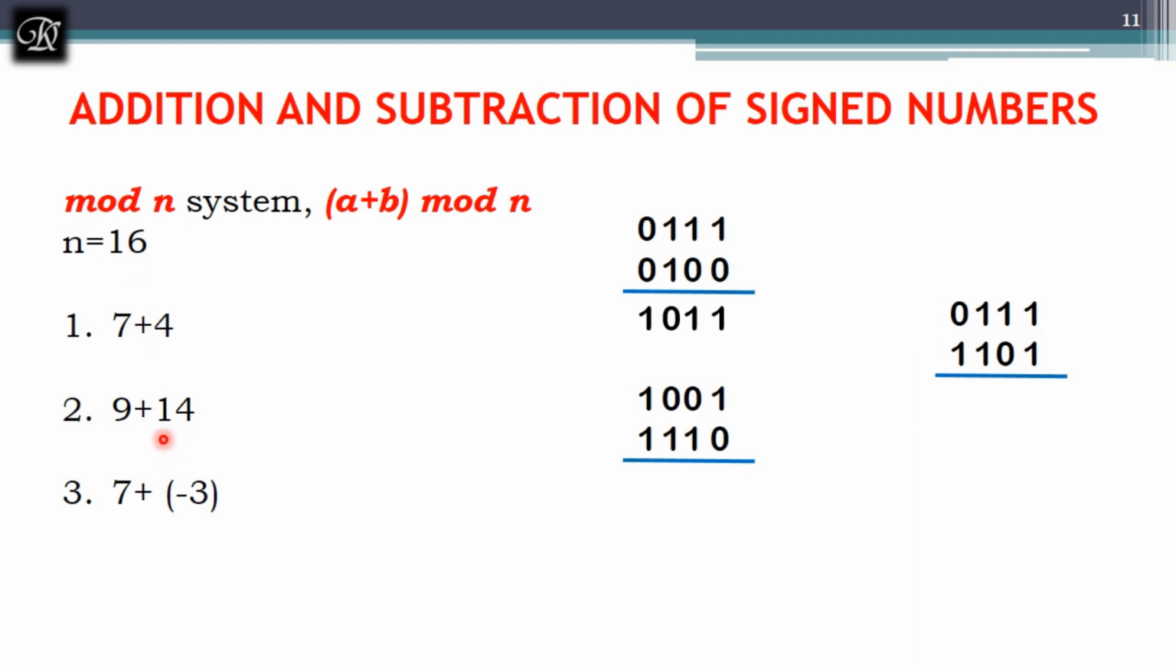Next, see 9 and 14. 9 and 14, the answer will be 23. It means 23 is crossing 16, and if I take a mod with 16, the answer will be 7. Let's see how to perform this. First, let me add a simple version. So 9 will be in binary 1001, that is 1 plus 8, and 14 will be 8 plus 4 plus 2, it is 14.